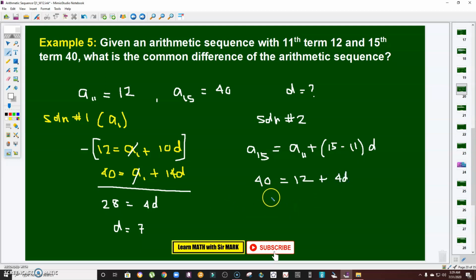Actually, almost ganun din, maiksi lang din. Kaya lang dito, dumaan ka pa sa elimination, you solve two equations in two variables. That will give you the same result. That's 28 equals 4d, and d equals 7. So what's important is you are familiar, ma-expose ka dun sa dalawang solution, kasi hindi naman laging ito lang yung gagamitin, or ito lang yung gagamitin. It's better that you have options. I hope clear tayo sa solutions 1 and 2.